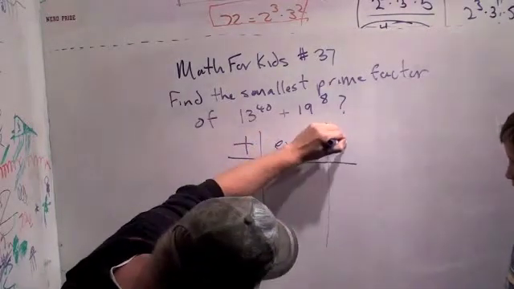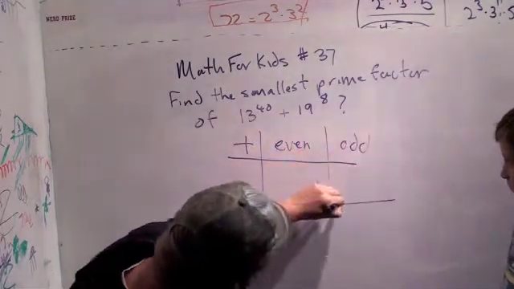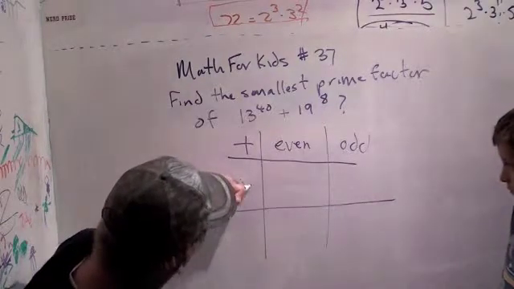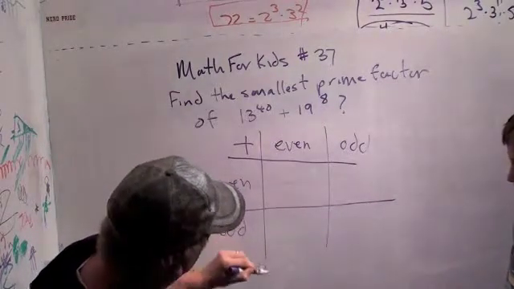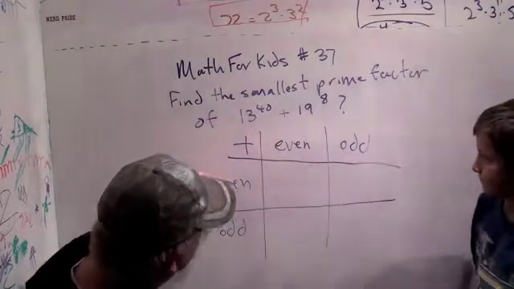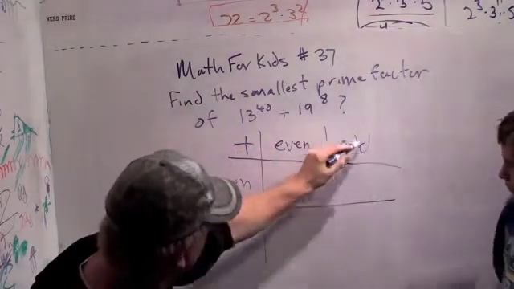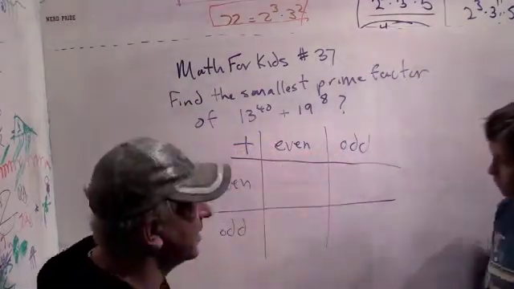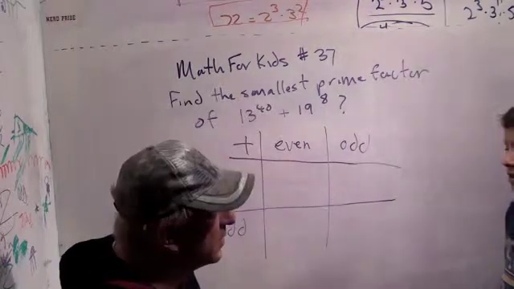Even, odd, even, odd. Okay, and we're going to make a chart about an even plus an even, an even plus an odd, and an odd plus an odd. Well, an even plus an even is just an even.